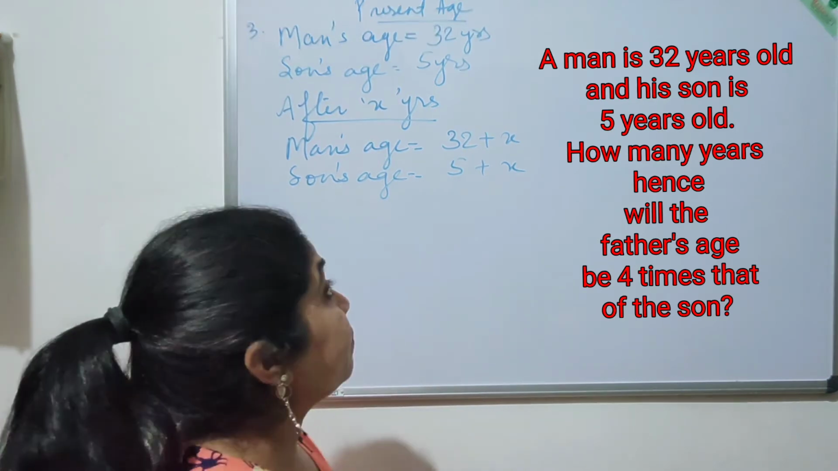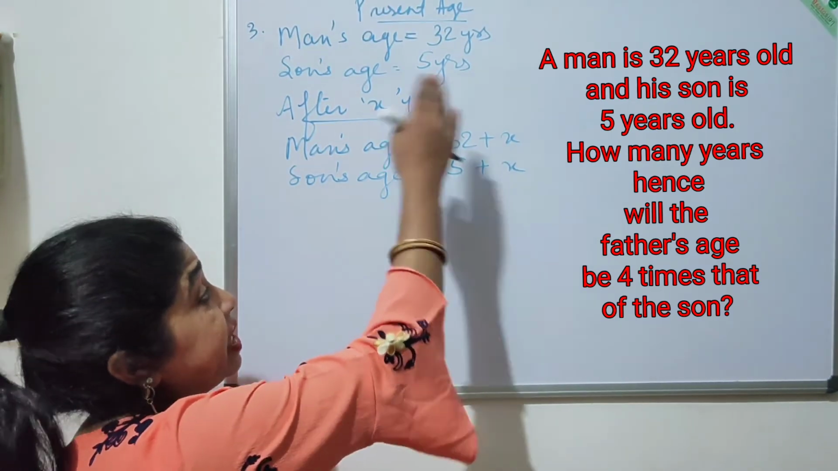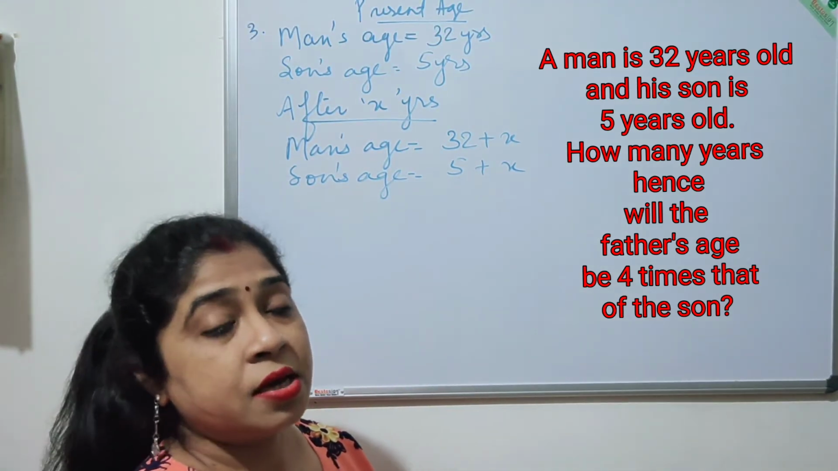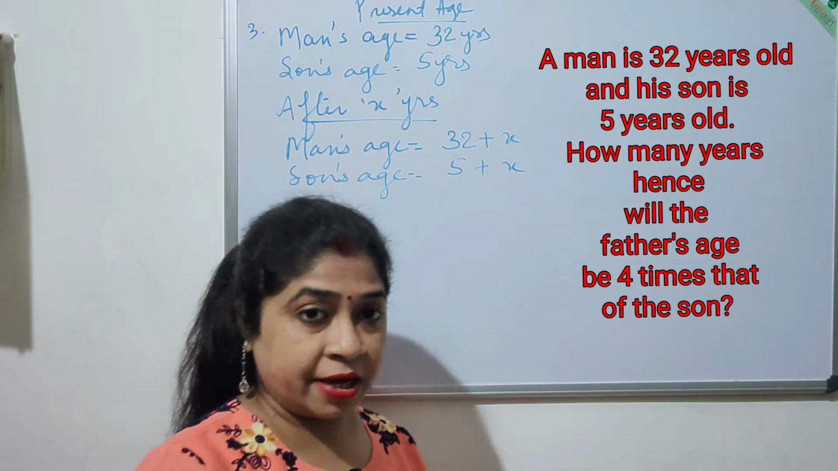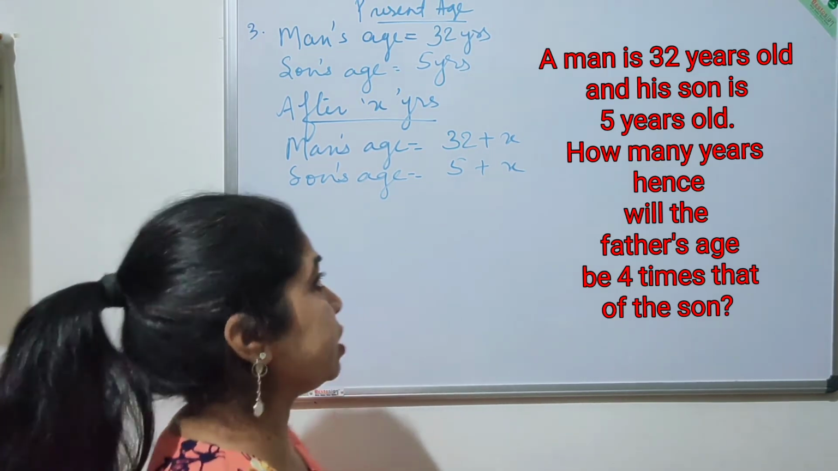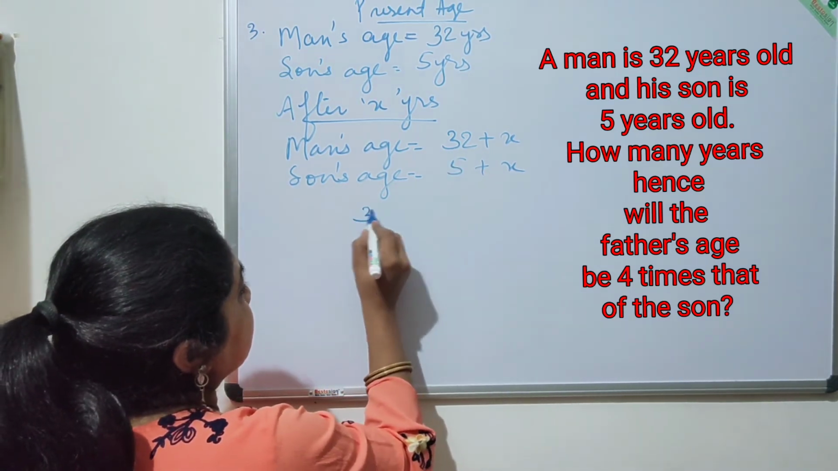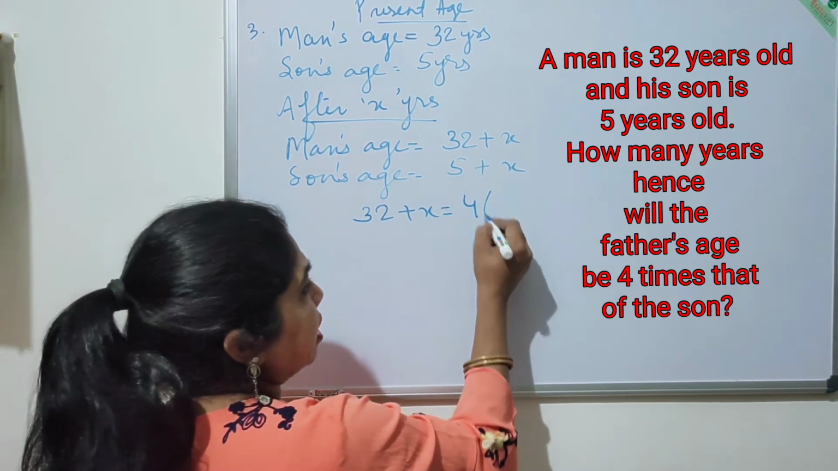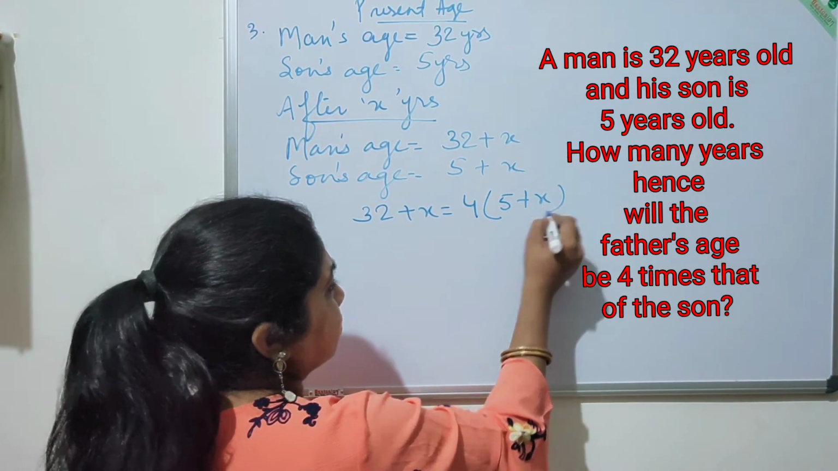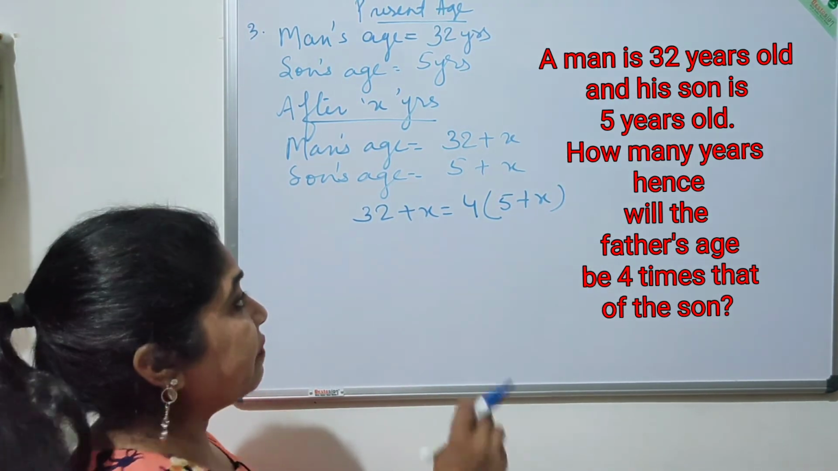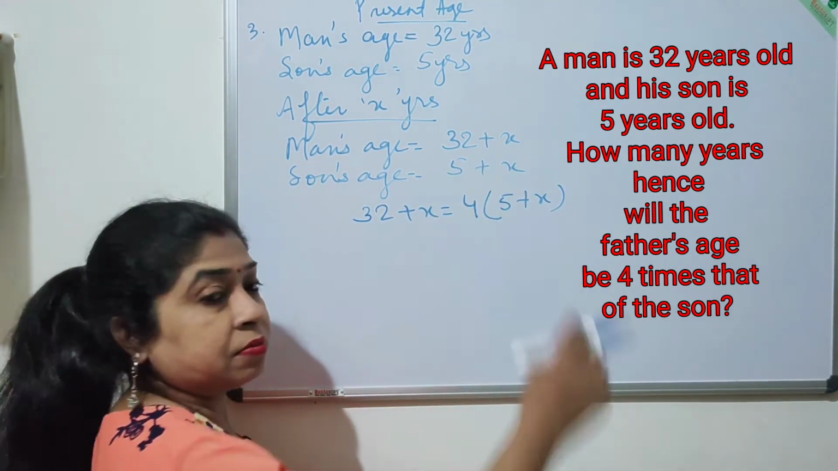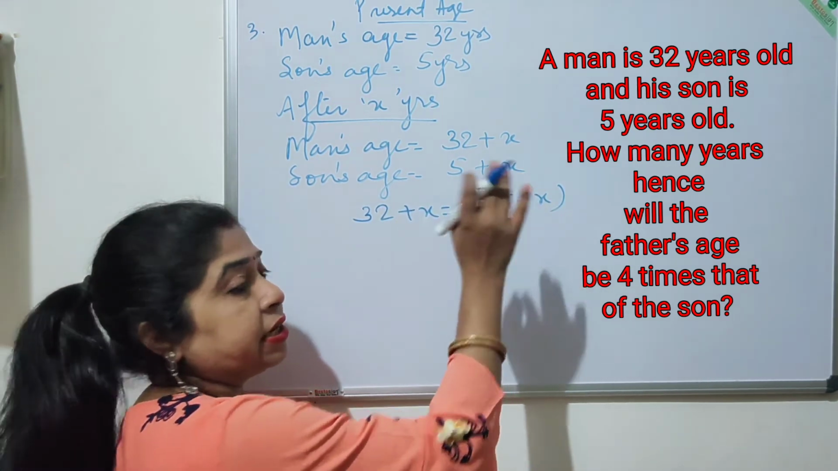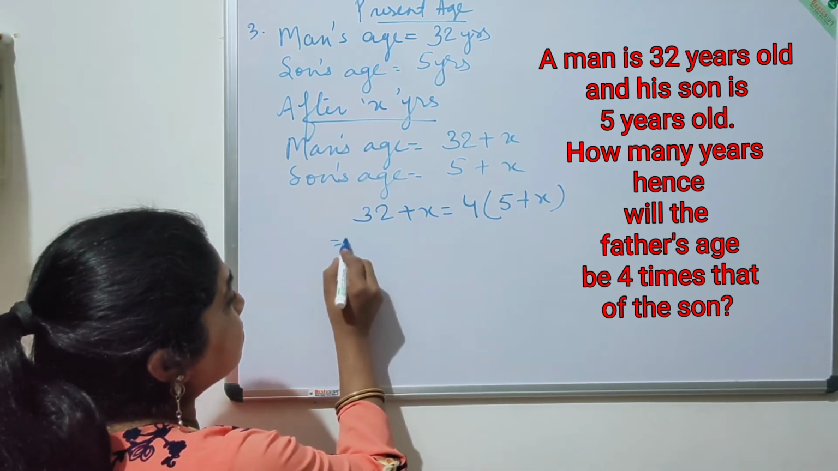Now we have to find after x years what is happening. एक साल के बाद क्या हो रहा है? एक साल के बाद ये हो रहा है कि जो फादर का एज है वो सन के एज का 4 टाइम्स हो जा रहा है. This is the father's age, 32 plus x, becoming 4 times the age of the son. Okay, we have to find this unknown. कितने साल के बाद फादर का एज 4 टाइम्स हो रहा सन के एज का. Now let us solve this.